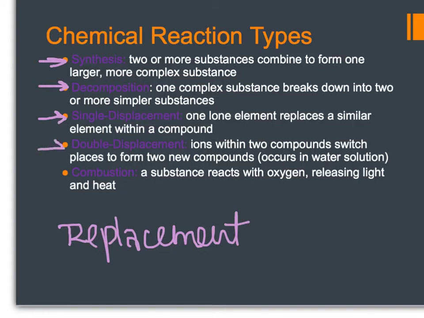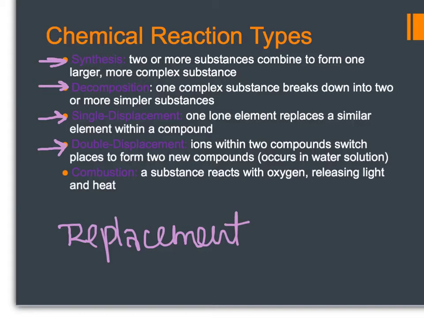A similar process is double displacement. In this case, we have two compounds that are reacting, and the ions, generally these are ionic compounds, the ions within the compounds trade partners. So the cation from compound 1 becomes the cation in compound 2, and the anion from compound 1 gets a new partner, it gets a new cation, and I'll show you an example of this in just a moment.